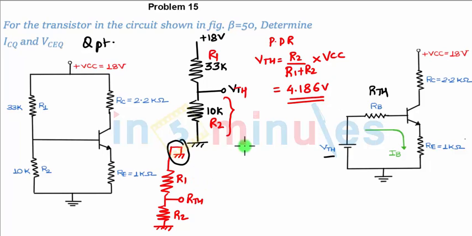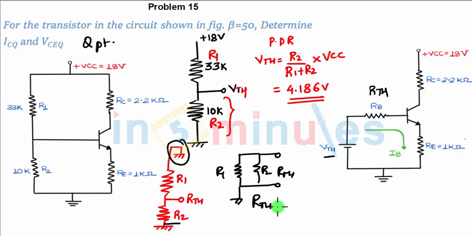So when you look at the diagram, you need to find RTH between these 2 points. There are two resistances R1 and R2 across which we need to find the total resistance RTH. So this is nothing but the parallel combination of R1 and R2. So RTH is nothing but R1 parallel R2. In this case it will be 33 kilo ohms in parallel with 10 kilo ohms.